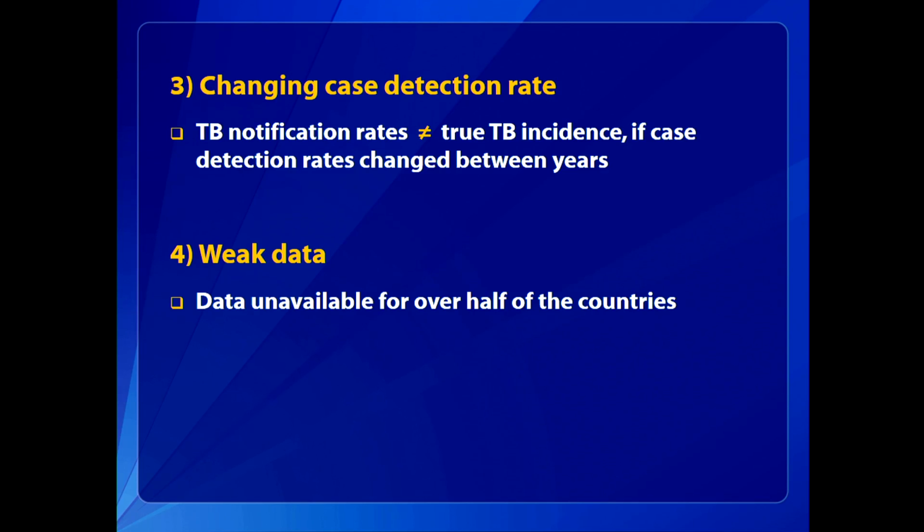Third, trends in TB notification rates may not reflect trends in true TB incidence if case detection rates change between the years included in this analysis. This could either have under or overestimated the association between ART and TB notification rates. Lastly, adequate data were unavailable for over half the countries in the WHO Africa region, limiting the generalizability of these findings to the rest of the region.